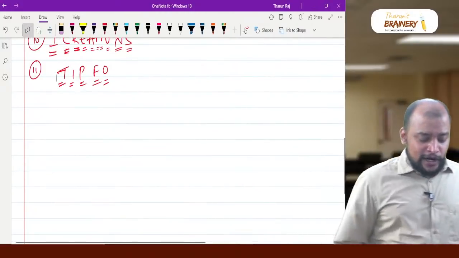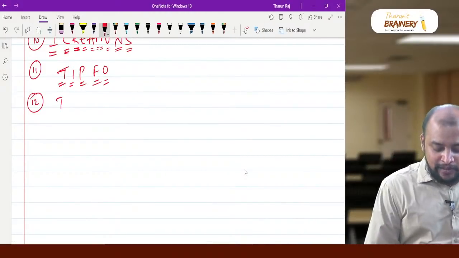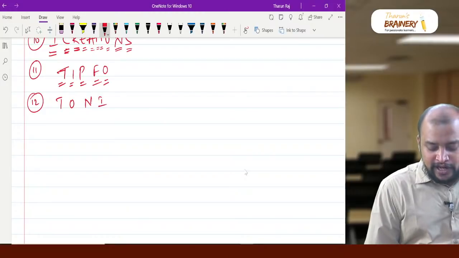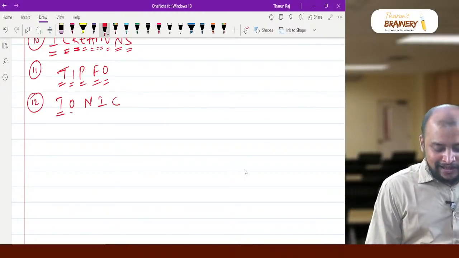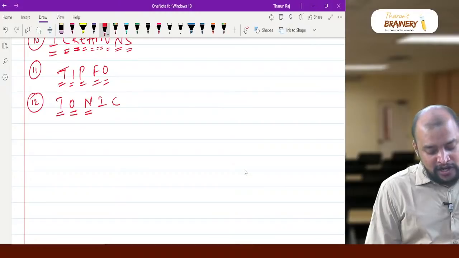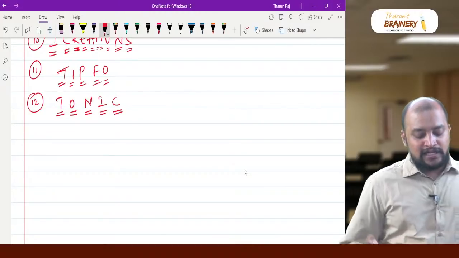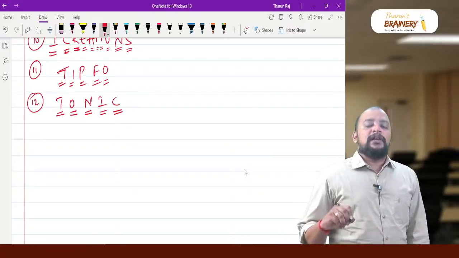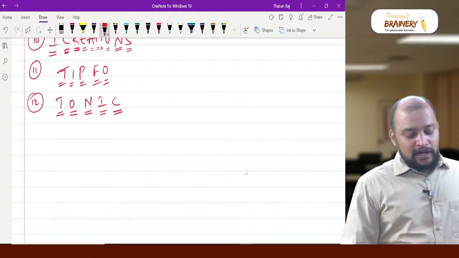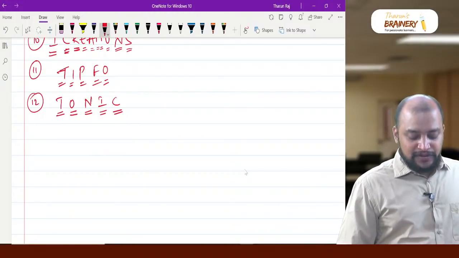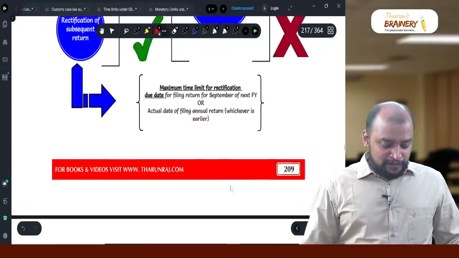And in returns, to whom is annual return not applicable? Remember TONIC. In case of TONIC, annual return is not applicable. T for TDS deductor, O for OIDAR supplier, N for non-resident taxable person, I for input service distributor and C for casual taxable person. For these people, annual return is not applicable. Okay, so that is with respect to this.